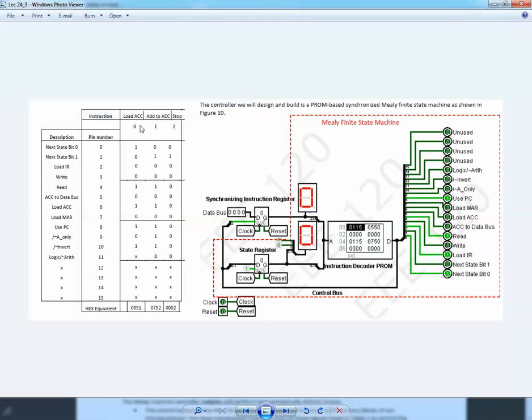Okay, so what about the implementation of a load? All you need to do is put a read equals 1, load ACC equals 1, and use the PC equals 1, and the remaining, as you already know that. So this, if you read this, it becomes 0551, 0752, and 0002. This will work if you implement this, if you put these numbers inside this controller, then it will pretty much work the same as you expect. But remember that this load ACC is the first clock cycle, add to ACC is the second clock cycle, and the stop signal is the third clock cycle.